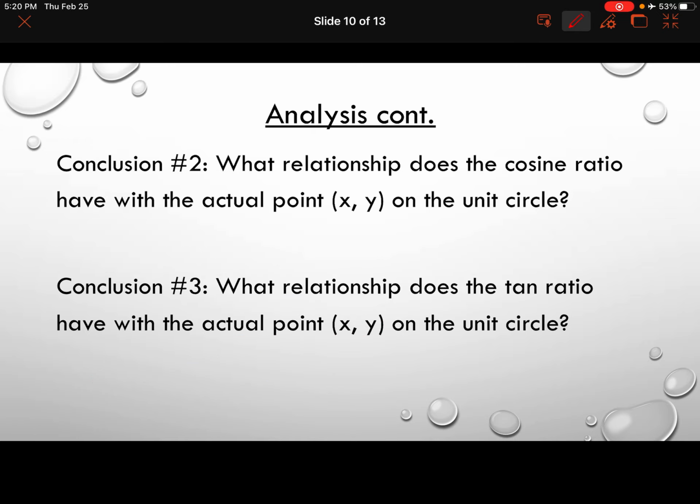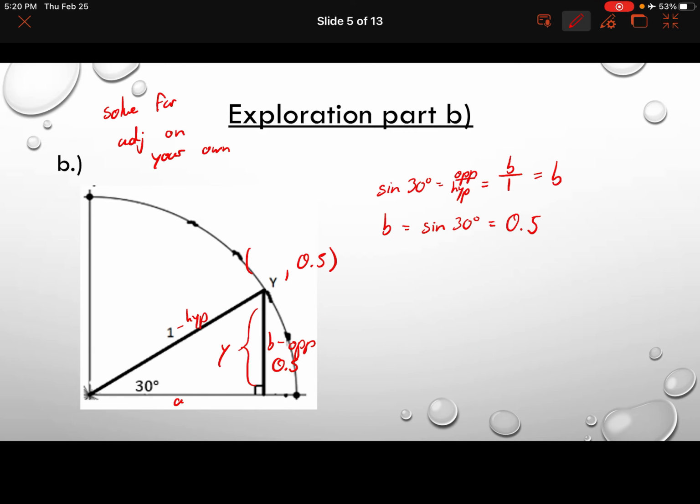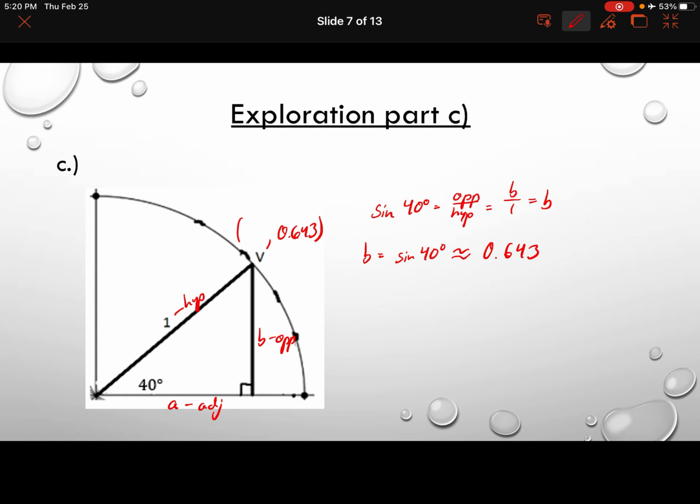So once again, you're going to have to do conclusion 2 and 3 on your own. So conclusion 2 and 3 is establishing a relationship for cosine and tangent. But in order to do this, you have to first solve for the adjacent side that I said I wanted you to do on your own. Well, this triangle is already done for you, and I did also write the ratio for you. So solve for the adjacent side for each of these 2 remaining triangles, all right? And then do the ratios as well, because looking at the ratios, that's when you can see what relationship exists between the ratios and the point.